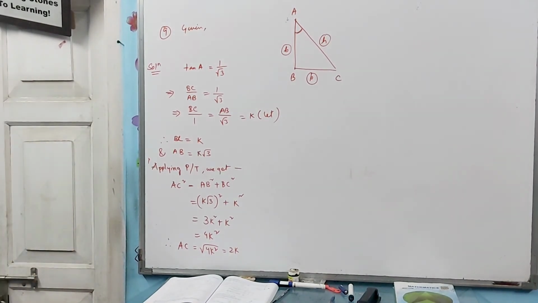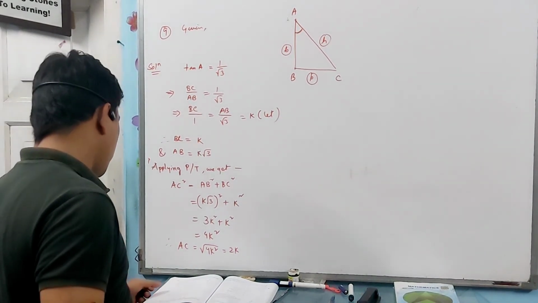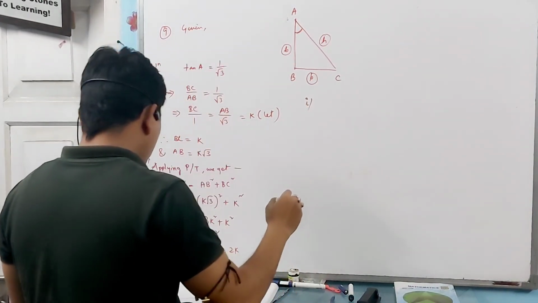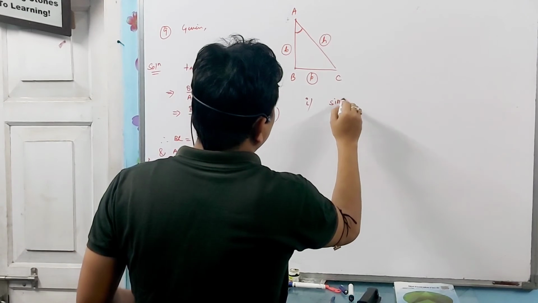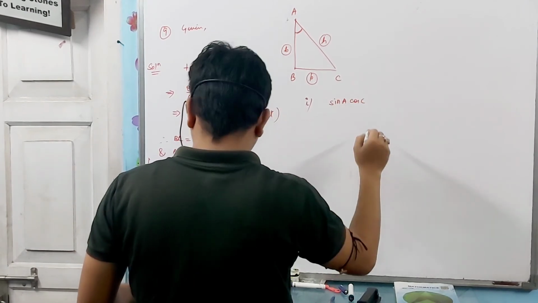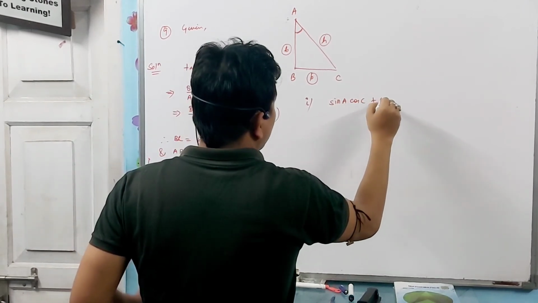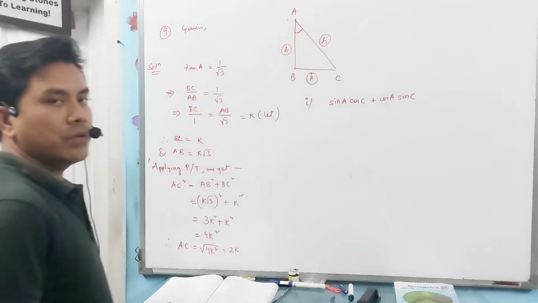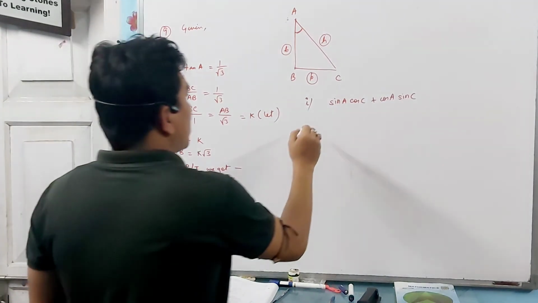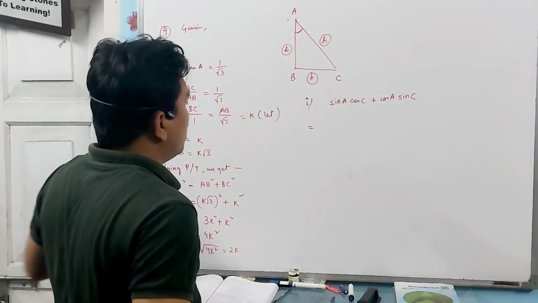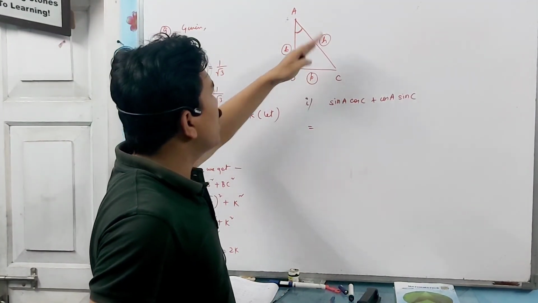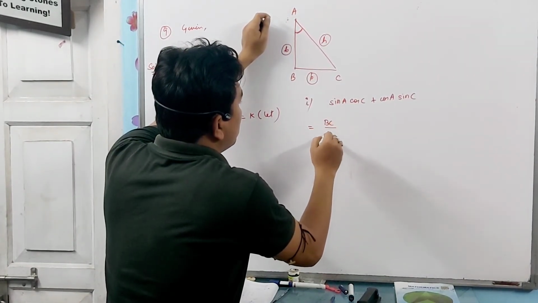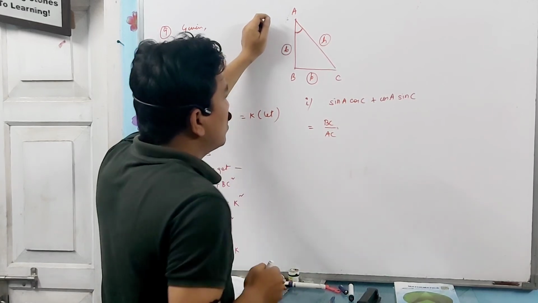Now, what we have to find out? The first one we have to find out is sin A cos C plus cos A sin C. Now, sin A will be perpendicular by hypotenuse. Perpendicular is BC by AC.